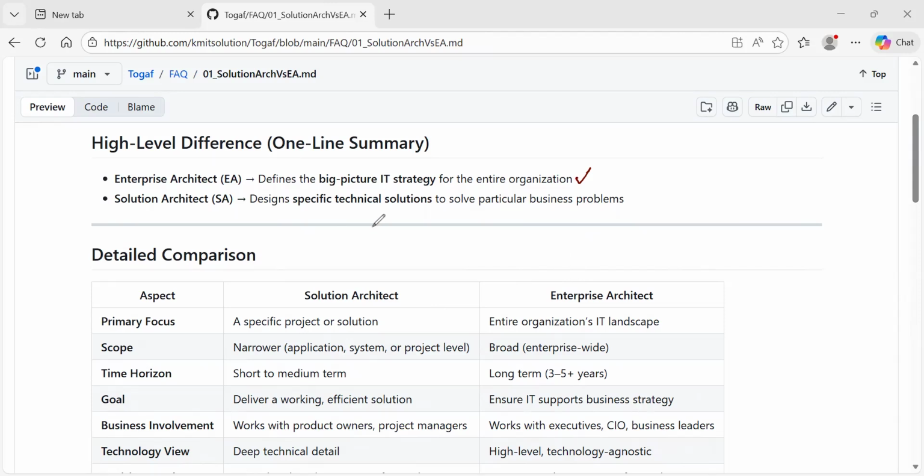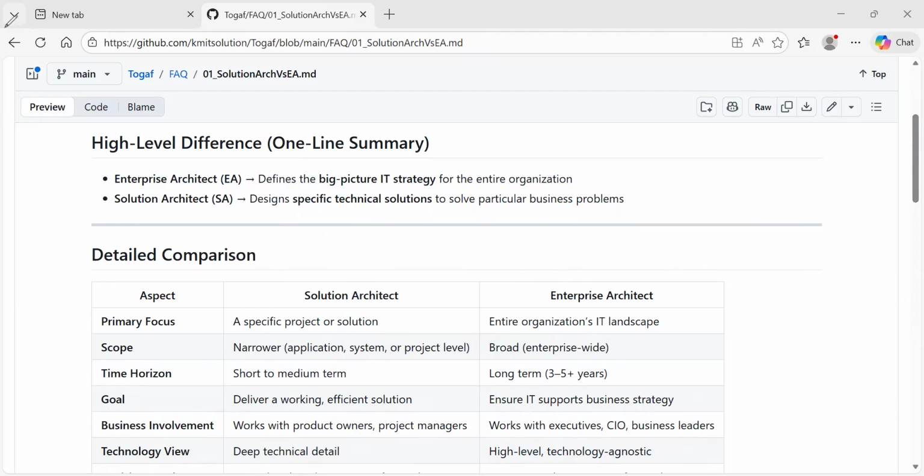And solution architect is the one who is solving a particular business problem, and he provides the technical solution, a specific technical solution. That is the main difference between enterprise architect and solution architect. Let us see some detailed differences between these two.